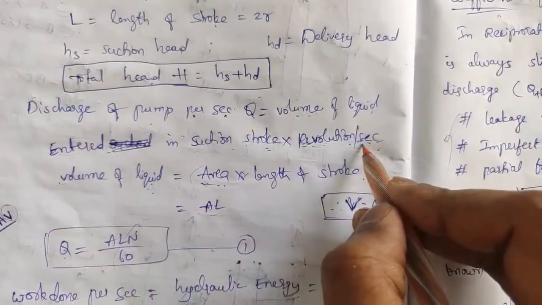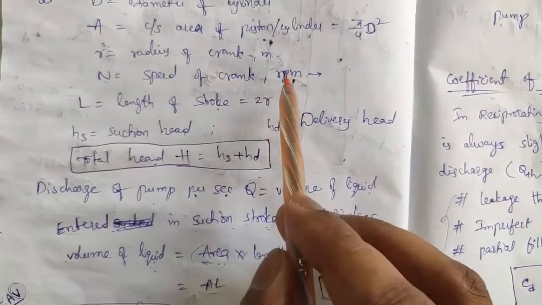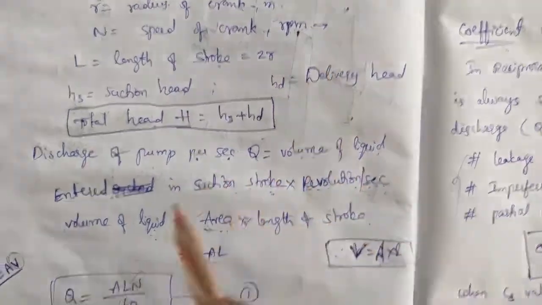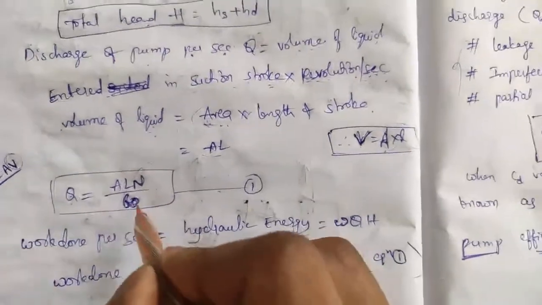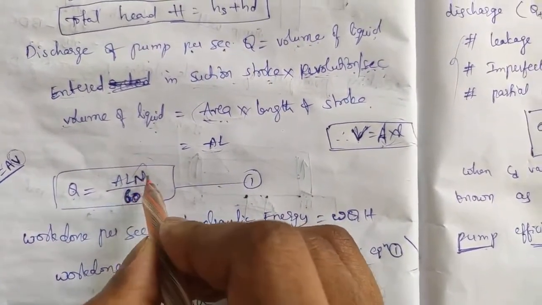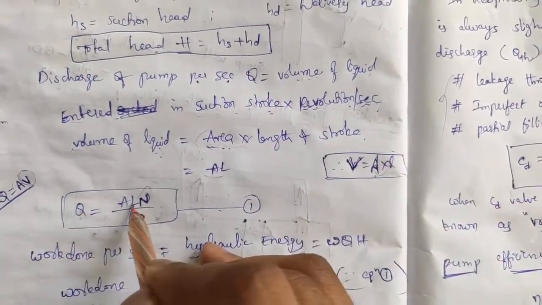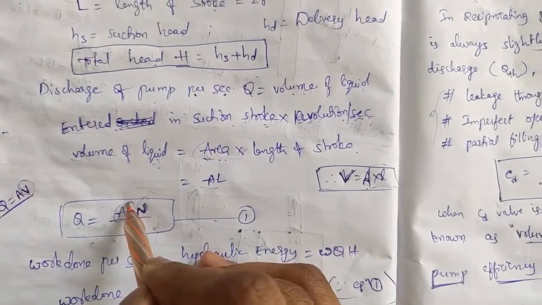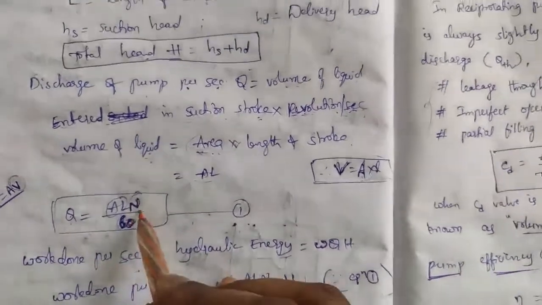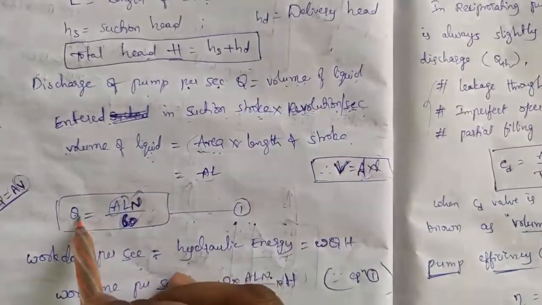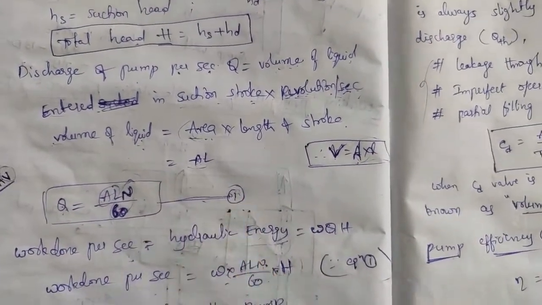Revolution per second: you know the revolutions per minute, N equal to RPM. By dividing N with 60, since 1 minute is 60 seconds, we get the revolution per second. So Q equals AL, the volume of liquid entered into the suction stroke, into N by 60, which means revolution per second. Q equals ALN by 60. Let us call this equation 1.